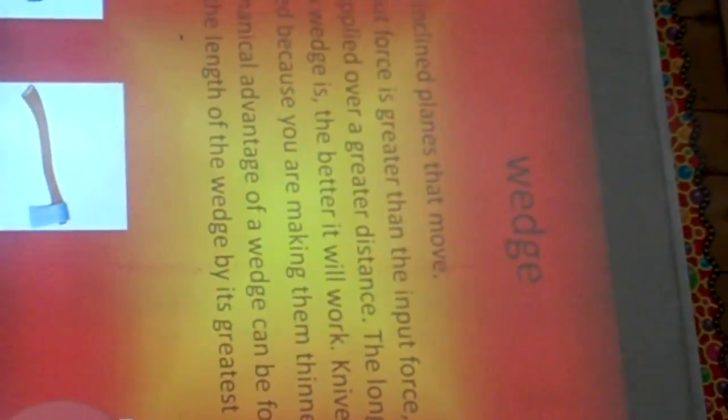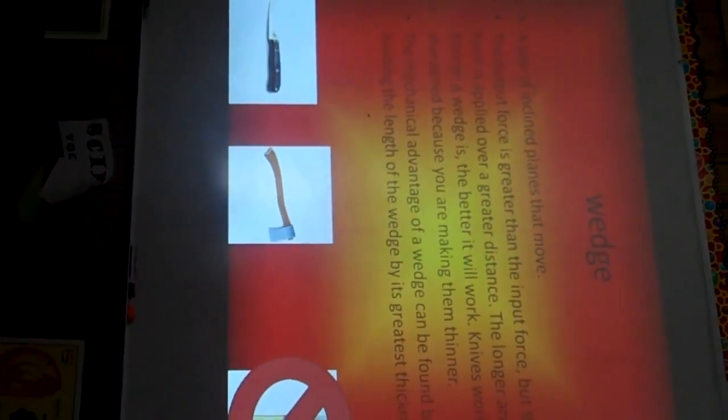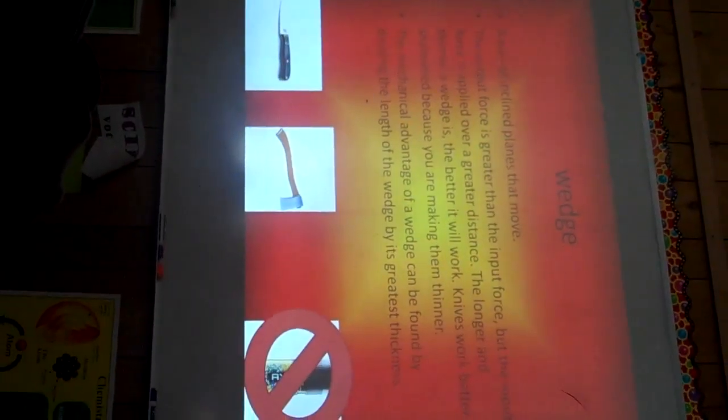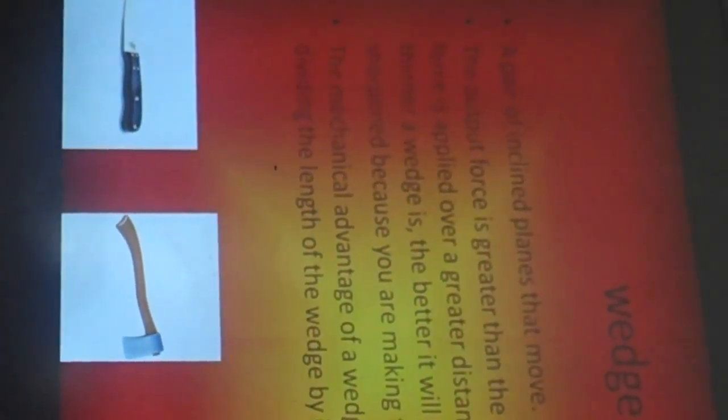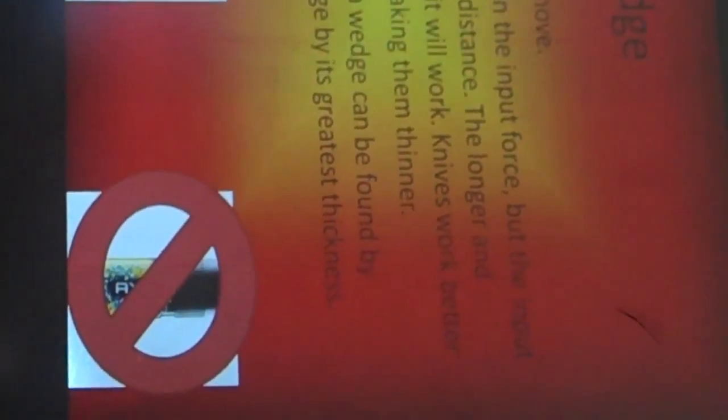A wedge, a pair of inclined planes that move. The output force is greater than the input force, but the input force is applied over a greater distance. The longer and thinner our wedges, the better it will work, which is why you sharpen knives and axes, because they're thinner and therefore cut food and it's easier to kill trees and people better.